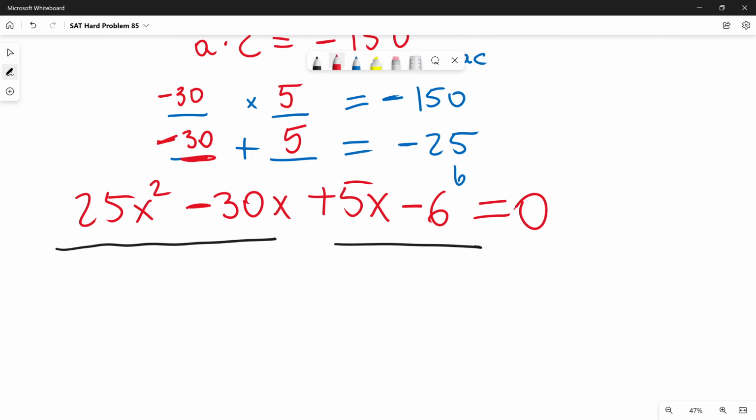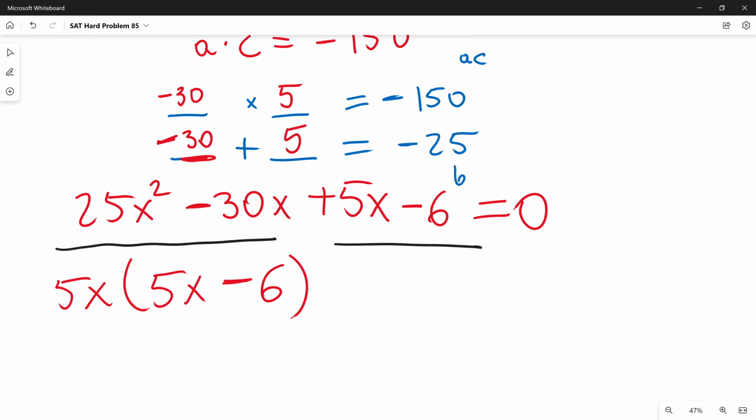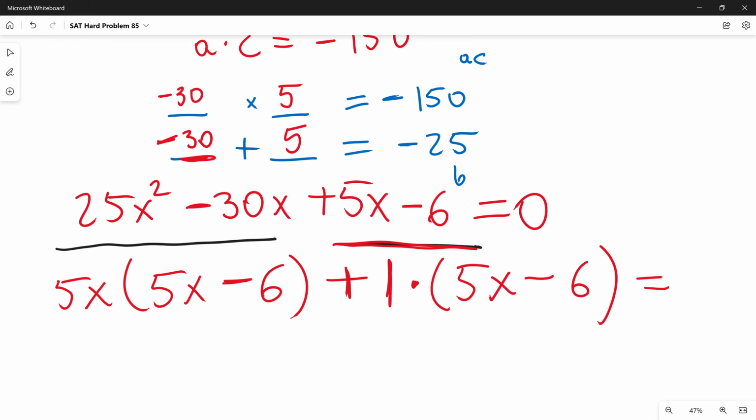In the first two terms I will put 5x in front of the bracket. 5x times what is 25x squared? 5x times 5x. 5x times what is negative 30x? Times negative 6. Plus, next, in this part I have 5x minus 6. I'll write it as 1 times 5x minus 6. And this is equal to 0.